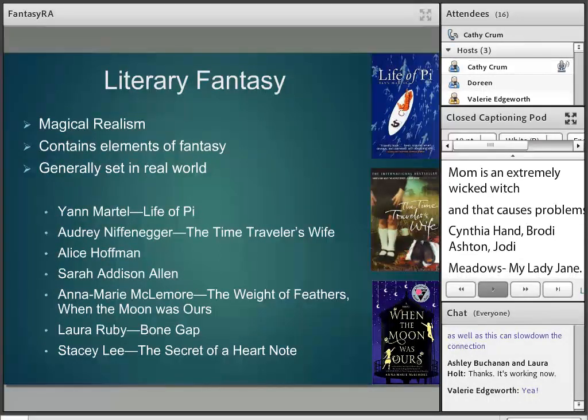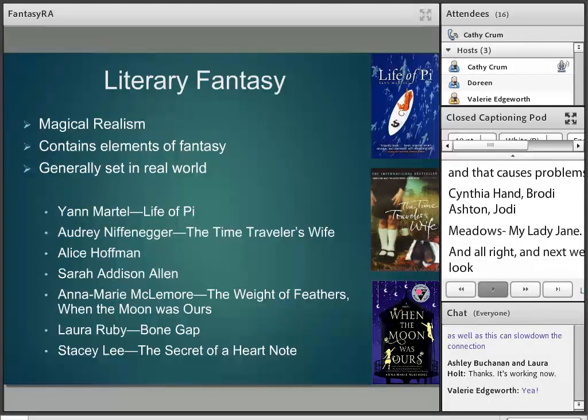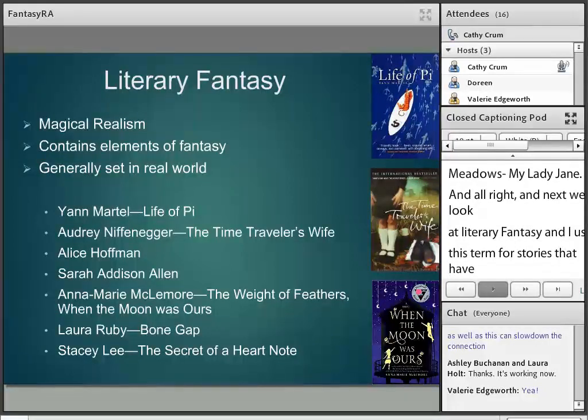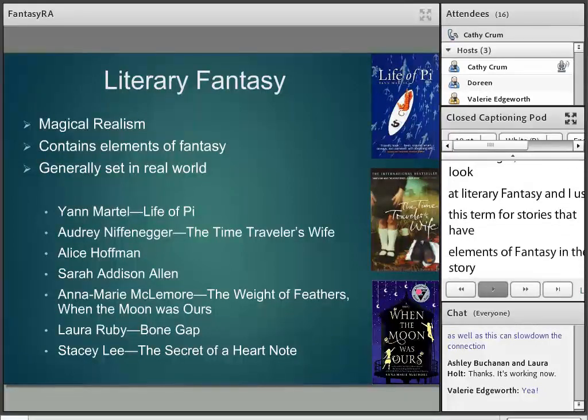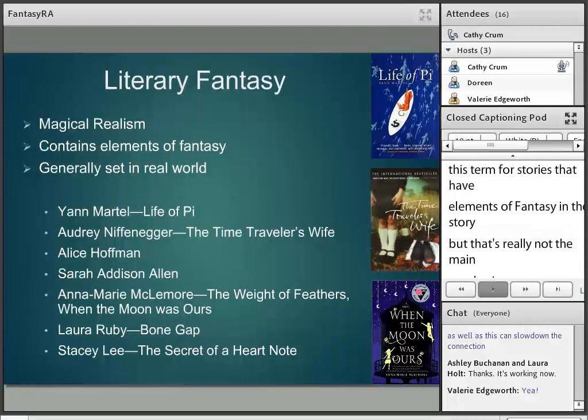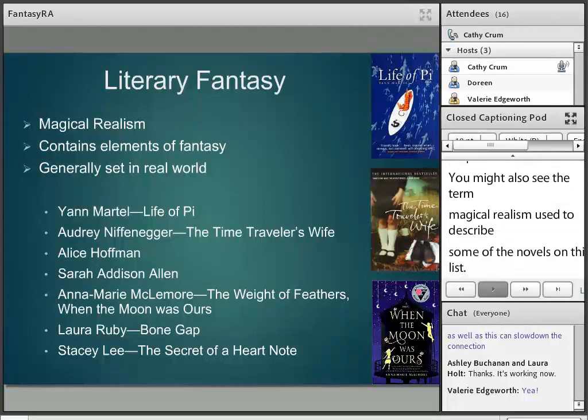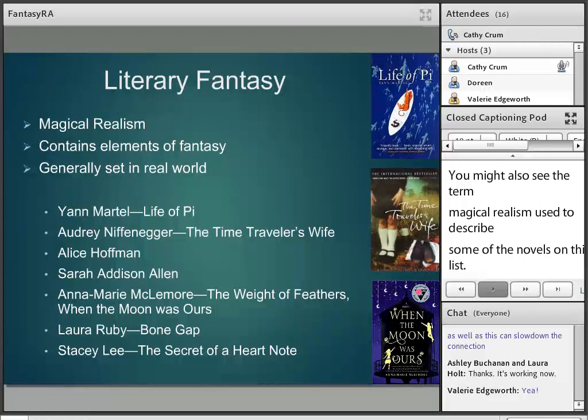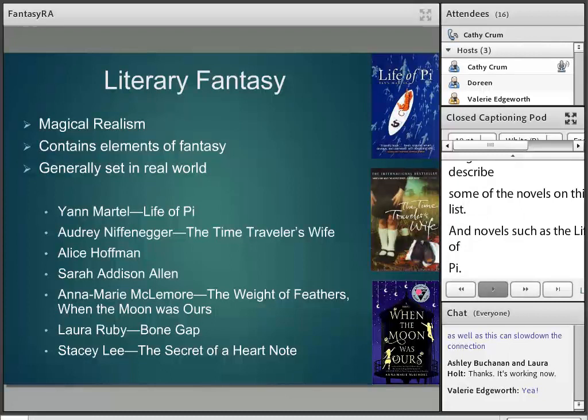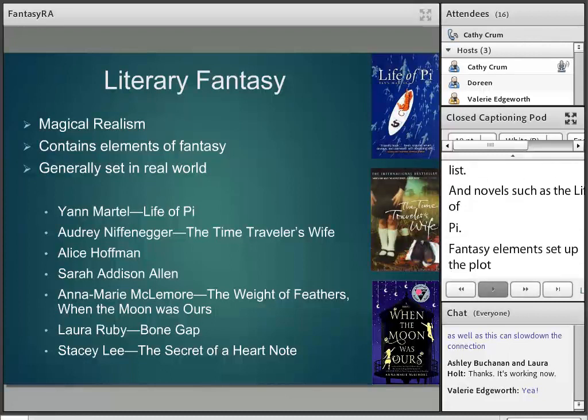All right, next we're going to look at literary fantasy. And I use this term for stories that have elements of fantasy in the story, but that's really not the main emphasis. You might also see the term magical realism used to describe some of the novels on this list. In novels such as Life of Pi and The Time Traveler's Wife, fantasy elements help to set up the plot, but the focus is on other aspects of the story.